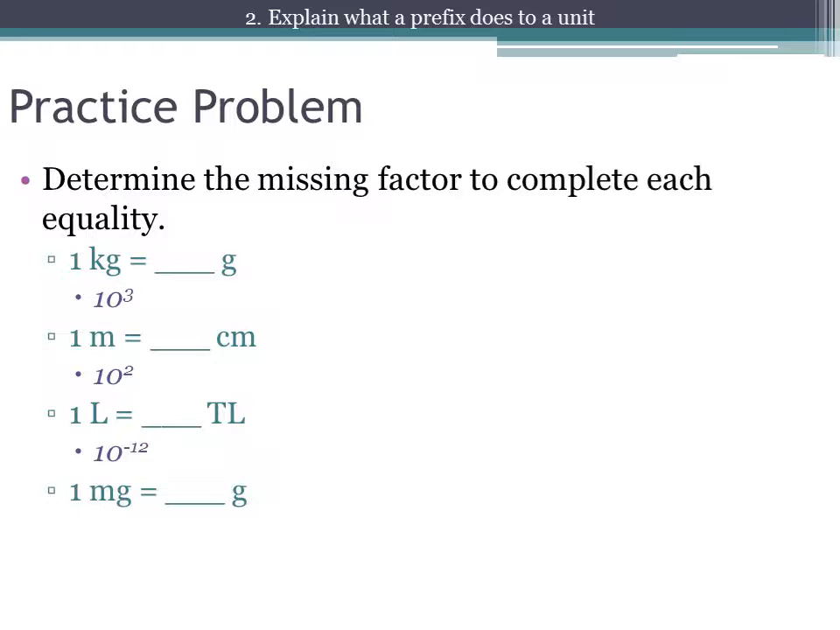Last one. 1 milligram equals blank grams. Look up milli. Milli means 10 to the negative 3rd, or 1,000th. Now ask yourself which one is the smaller unit, or larger, however you want to look at it. Milligram is smaller than a gram, meaning that we're not going to need as many grams as we do milligrams. So there are 10 to the negative 3rd grams in a milligram.